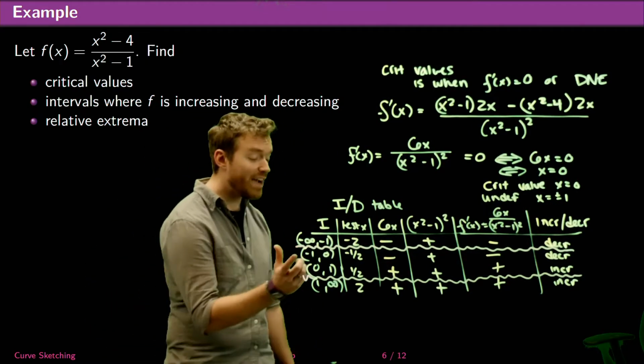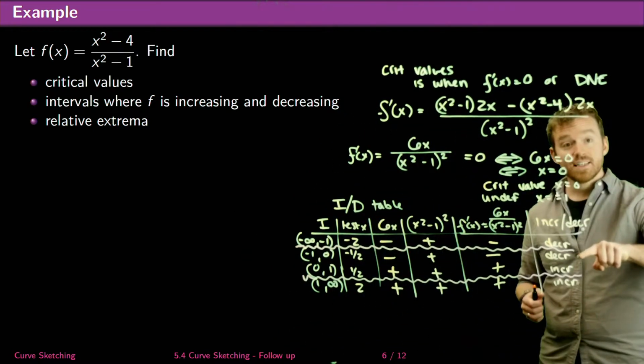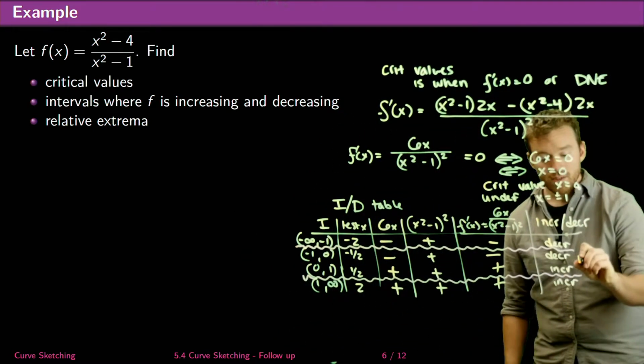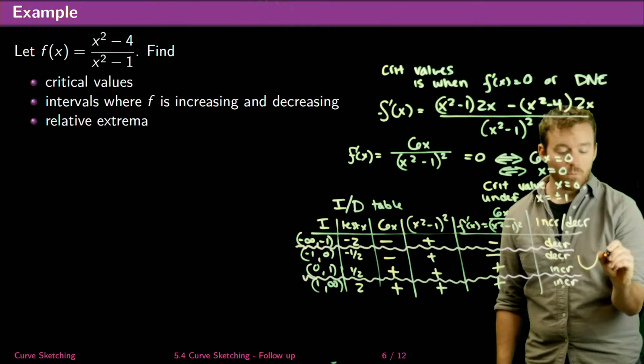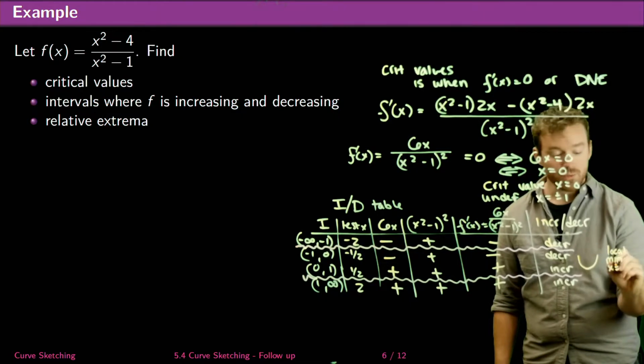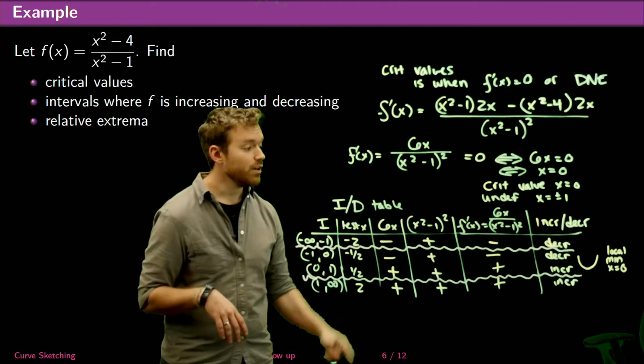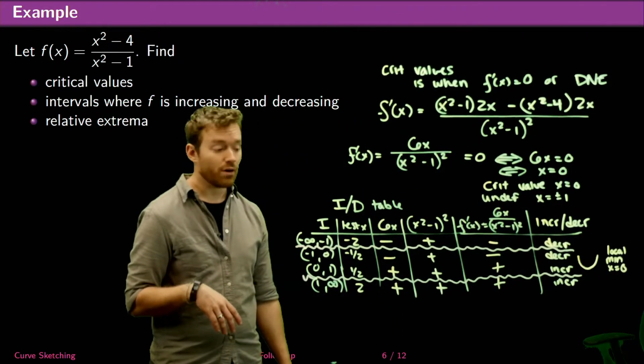So where do I have maxes or minimums? I switch from decreasing to increasing here. So it looks like this. And so this is a local min. Where it looks like at x equals 0. That was actually one of the intercepts that we found earlier. It's the point 0, 4.